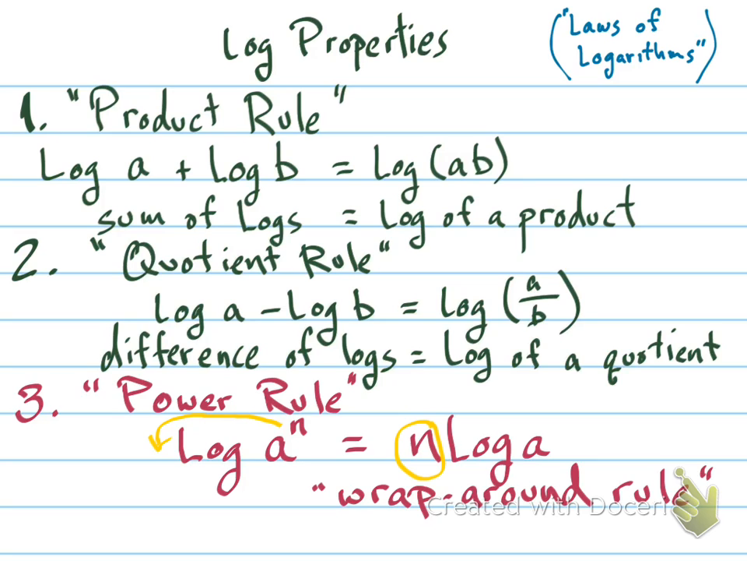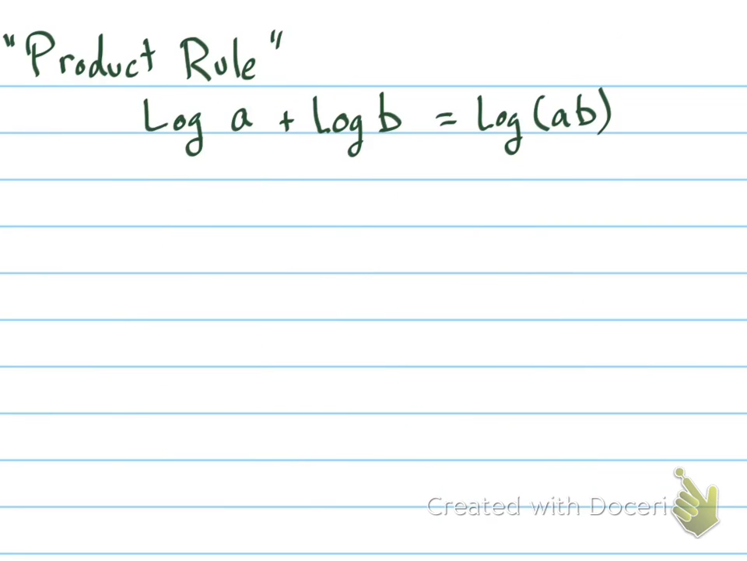All right, so what we're going to do next is take some applications of these properties. Here, the product rule. Here's a basic, straightforward application of the product rule. Simplifying log of 3 plus log of 5 gives us log of 15. There's a straightforward application.